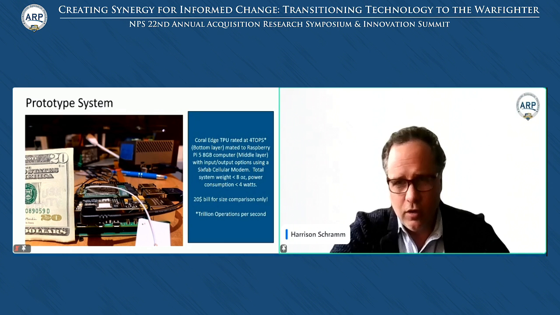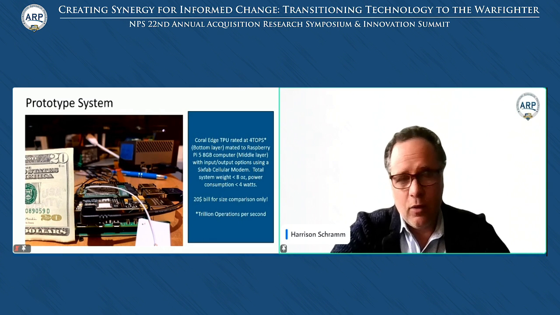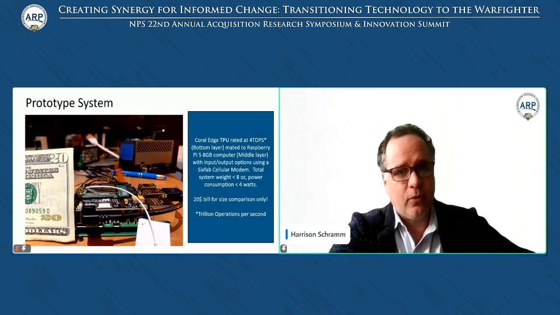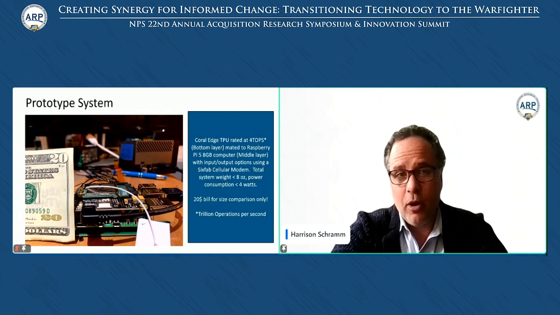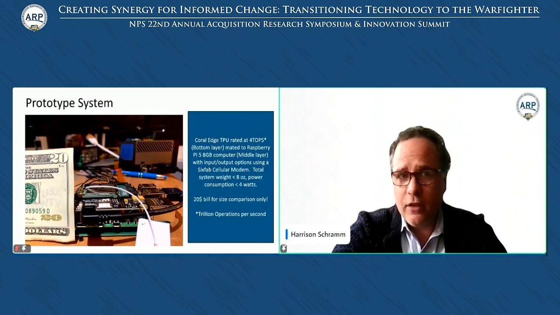It has a Google Coral tensor processing unit that runs at 4 trillion operations per second. It's got a Raspberry Pi 5 quad core processor with 8 gigabytes of RAM. It turns out this is way more compute than you need for this project. And then on the top, I've got a cellular modem to offboard the information wirelessly. You're not dependent on Wi-Fi. You can use cellular.